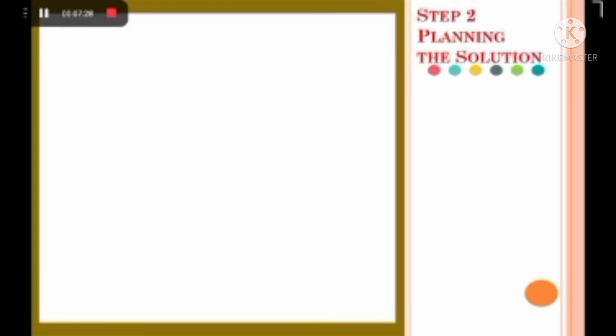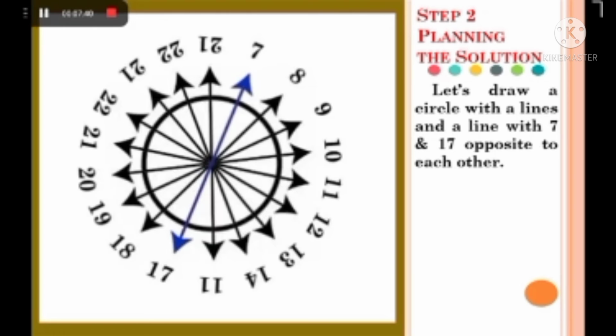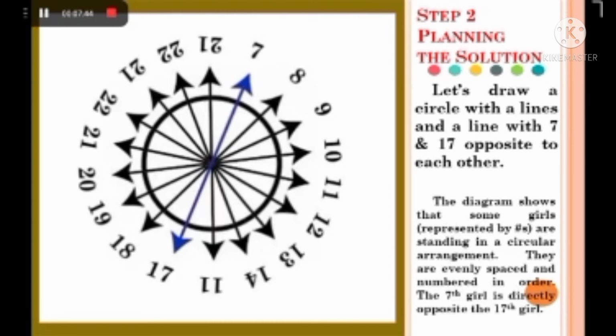So step 2, planning the solution. Let's draw a circle with a line connecting 7 and 17, opposite each other. So the diagram shows that some girls represented by numbers are standing in a circular arrangement. They are evenly spaced and numbered in order. The 7th girl is directly opposite the 17th girl.